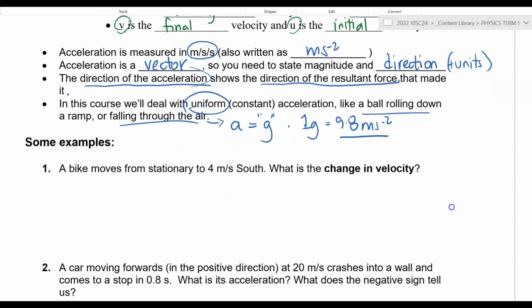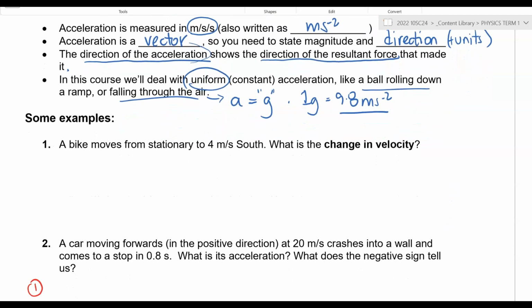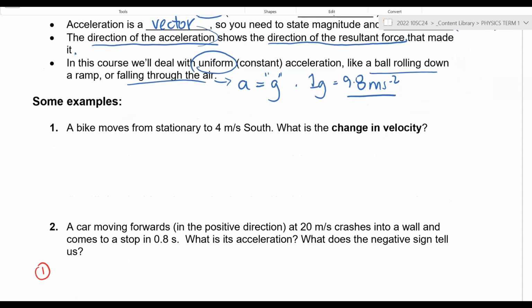All right, let's have a look at a couple of examples. The first one's pretty straightforward because it doesn't actually involve calculating an acceleration. Step 1, read the question. Step 2, in terms of working, we'll call it step 1. Write down what you know and what you don't know.